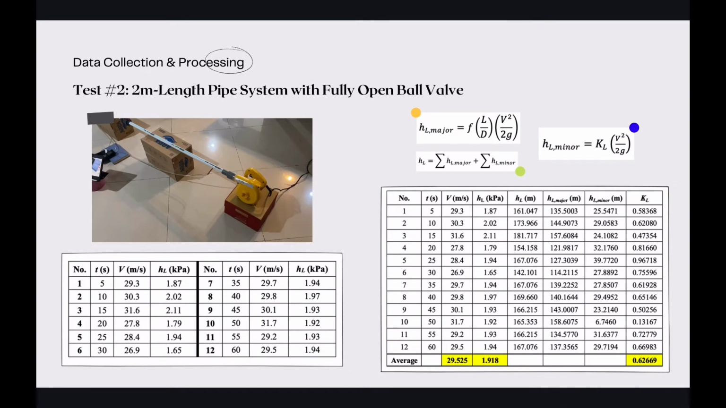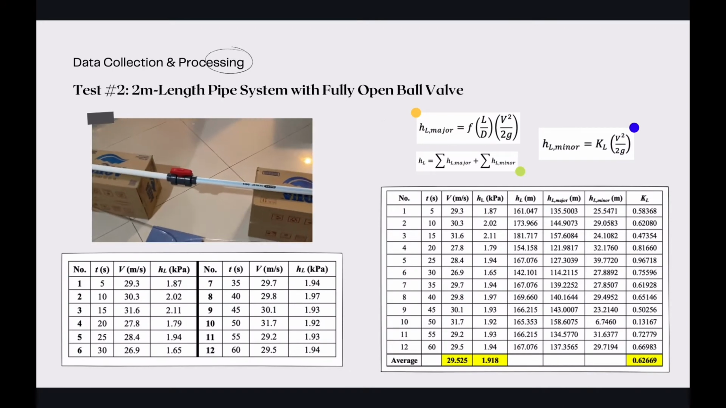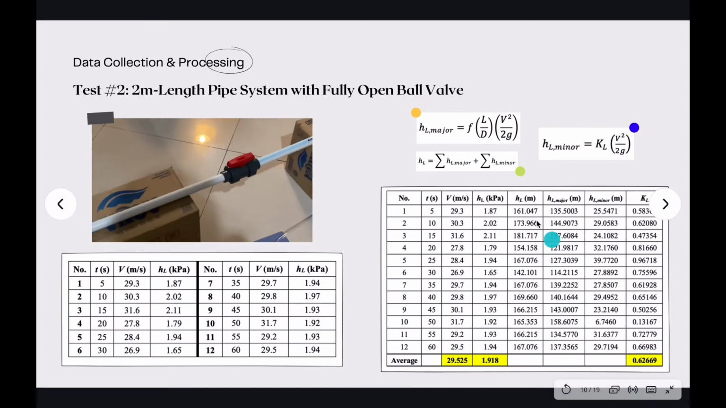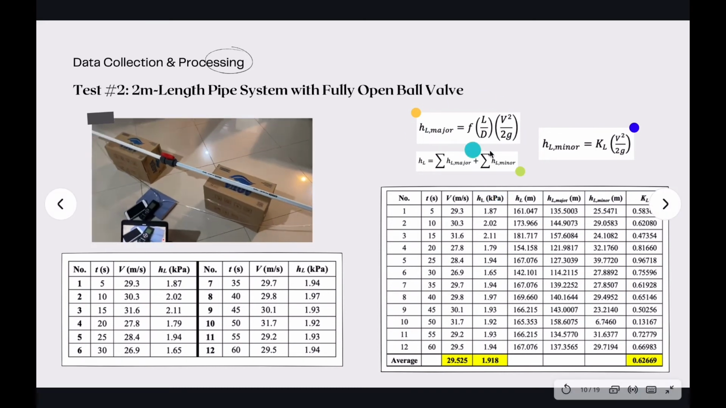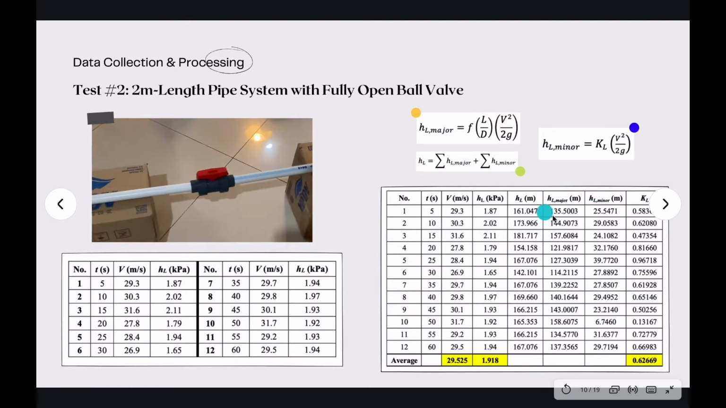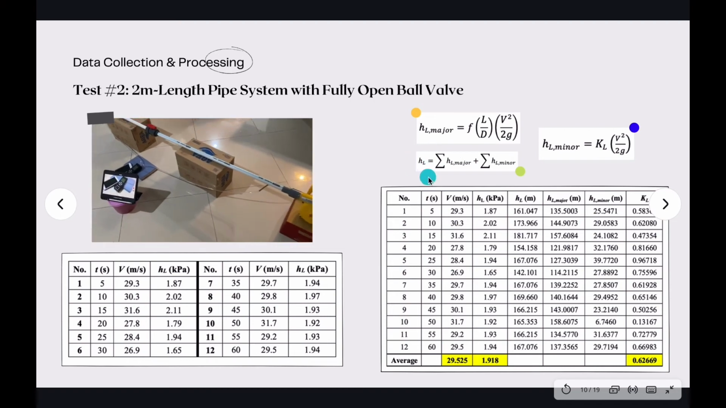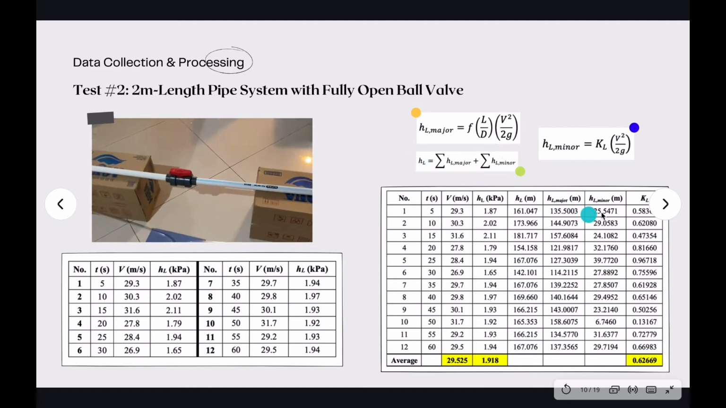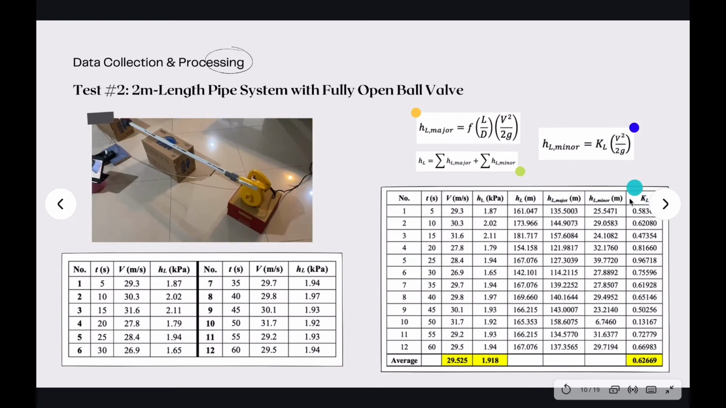The second test was performed with a fully open ball valve. With knowledge of the friction factor, we are able to find the major loss of each interval using the Darcy-Weisbach equation. Then we can subtract the major loss from the overall head loss to obtain the minor loss. Using this equation, we can then calculate the loss coefficient for each interval.